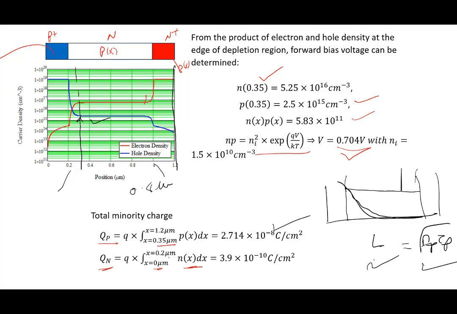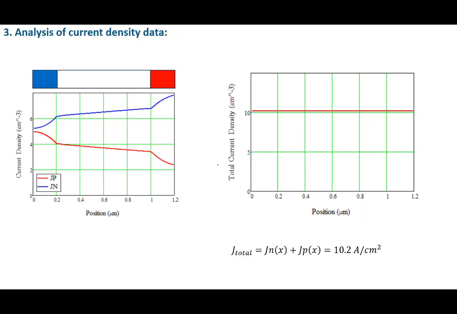So let's look at, we'll come to this carrier density profile in a minute. Let's look at the current density. So this is the current density, right? Again, this is our Jn and this is our Jp. The current density data also looks quite strange. It's not a standard current density, but note that Jn and Jp are given.